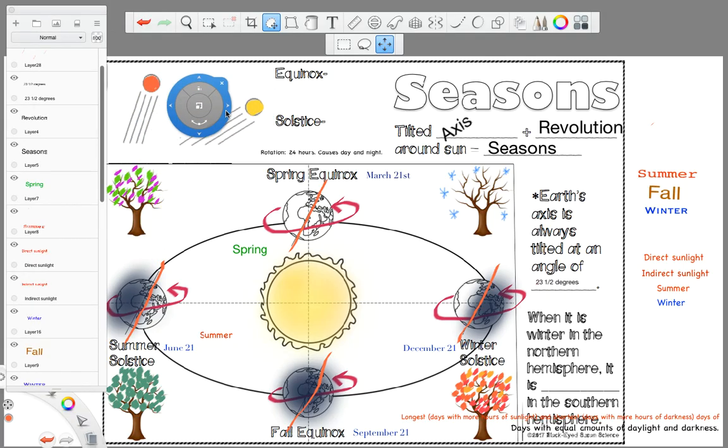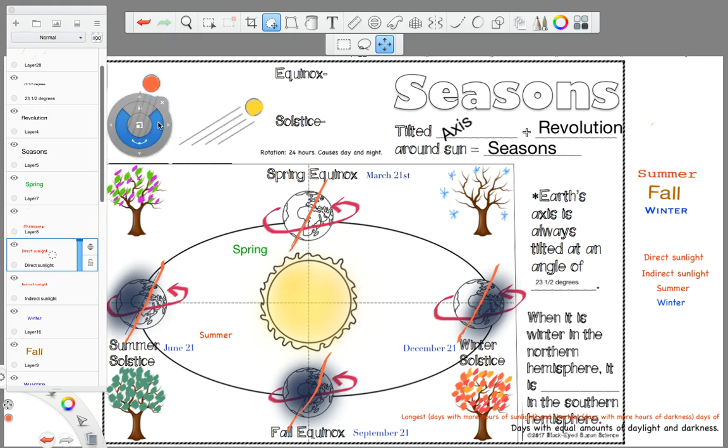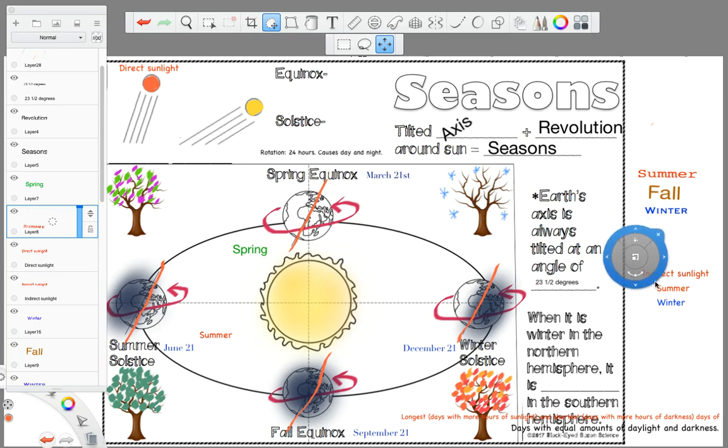You see I have two circles with rays coming off of them. So the first one I want to talk about is this one right here, and this represents direct sunlight. And you can put this up here, you can put it next to it. Just don't get these two confused. So I'm going to put mine right up here. So this is direct sunlight, and this happens in the summer.